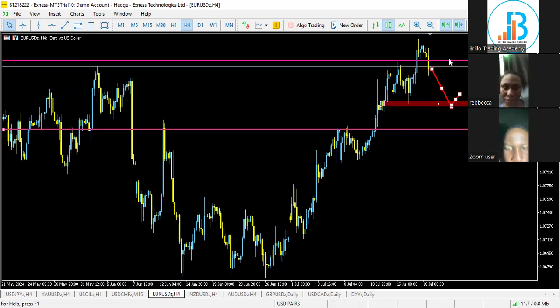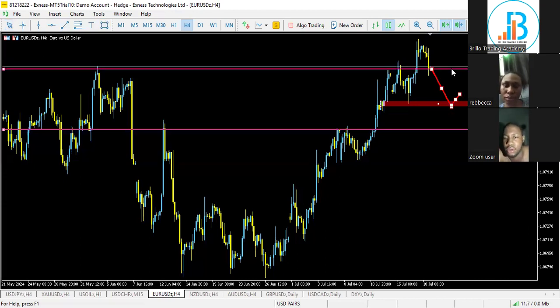And again, I don't think this high has been violated. This high has not been violated. These are weak. The closing of this high is at this point. As you can see, the market is still at this high.